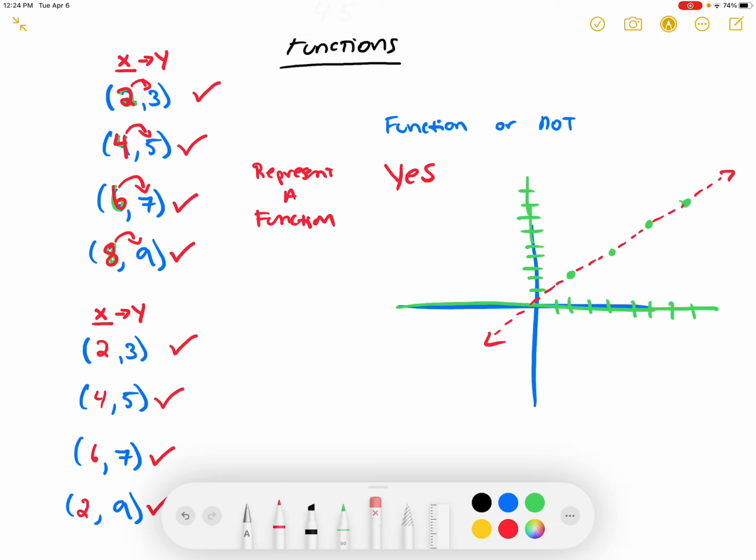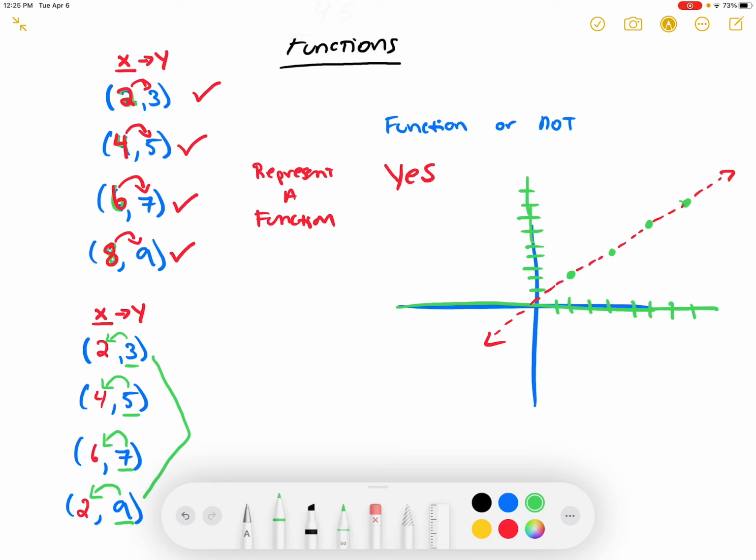Now, we're going to check to see if we have a function. And in fact, we don't. Why don't we have a function? Well, here's the reason. Every x can only have one y. I should have said it that way the first time. 3 is attached to 2. 5 is attached to 4. 7 is attached to 6. 9 is attached to 2. If you take a look, we have one x going to 2 y's, and that's no good.